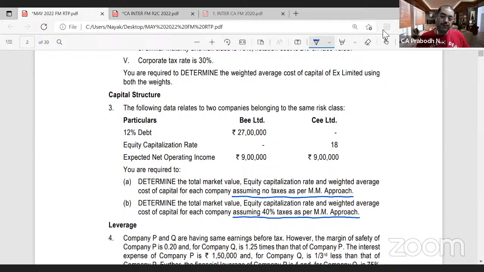A little bit different type of problem. You can see that E Limited is having 27 lakhs as debt, but how much is the equity that they have, they have not given. C Limited is not having debt. So they want us to calculate the equity capitalization rate, the total market value, and weighted average cost of capital for each company, assuming no taxes as per MM. Solve it with equity. No tax and the MM approach.